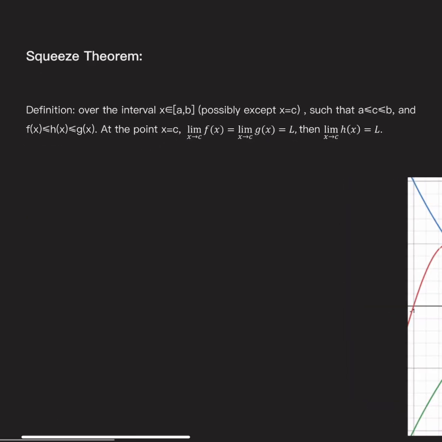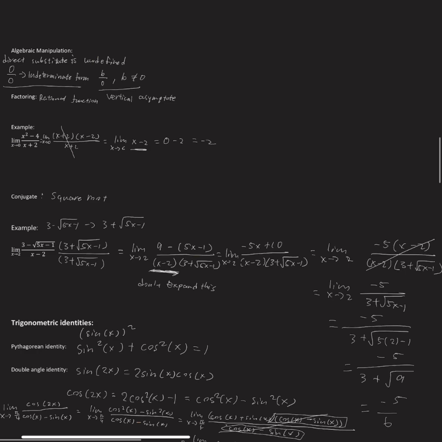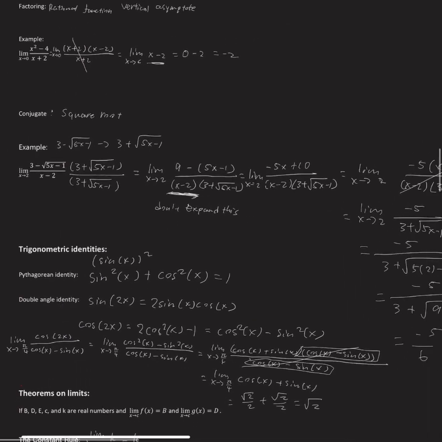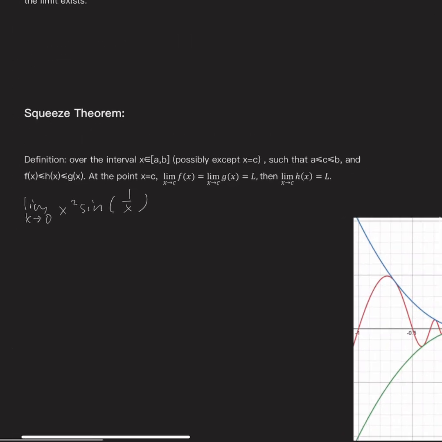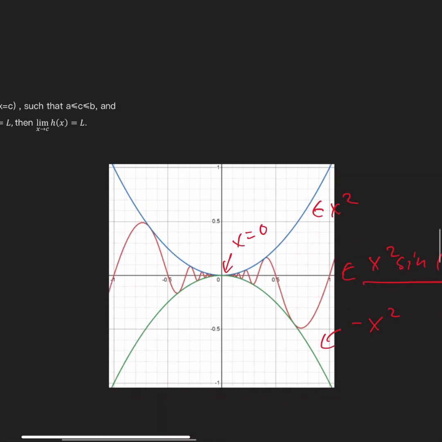Well, our example problem here is the limit as x approaches 0 of x squared sine of 1 over x. And we see the previous 3 algebraic manipulations don't work for this example. And we can use the squeeze theorem.